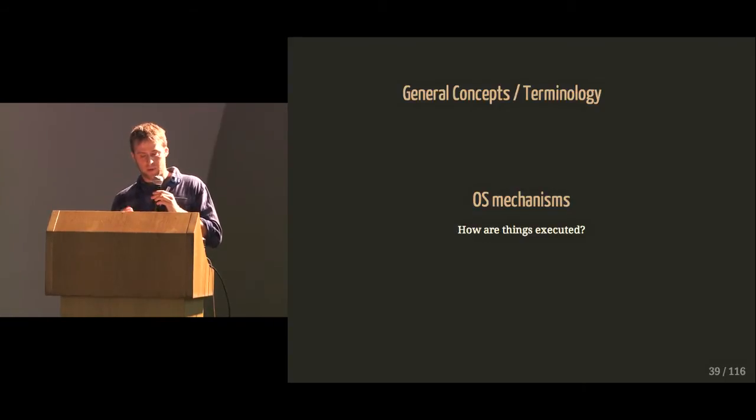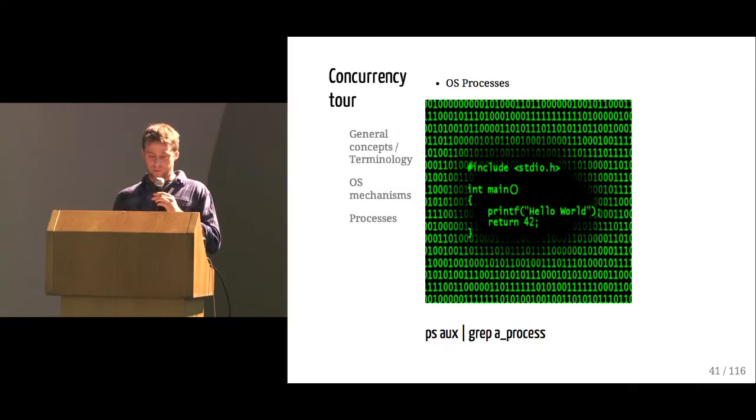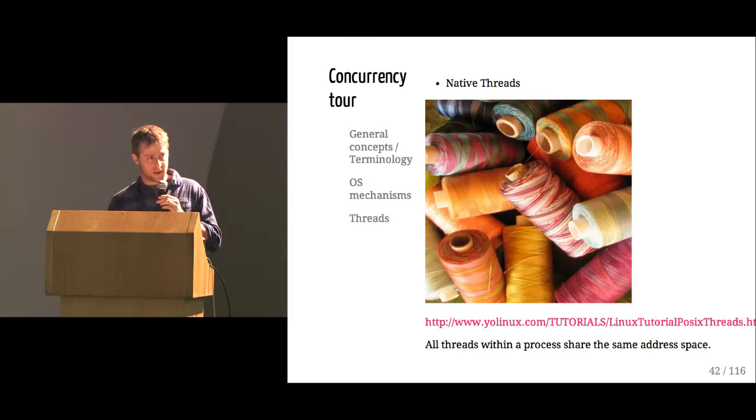So operating system mechanisms: we have things that we need to execute to do work, right? So how do we execute these things? Really it's just threads and processes. There's not much else to it. You have a regular operating system process, a Linux task, and you have threads, native operating system threads. Again, same thing, but they just share memory instead of being self-contained.